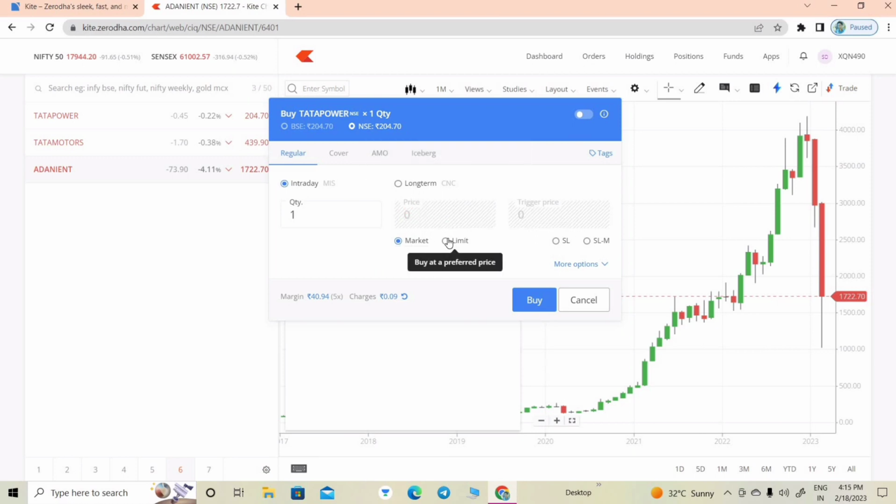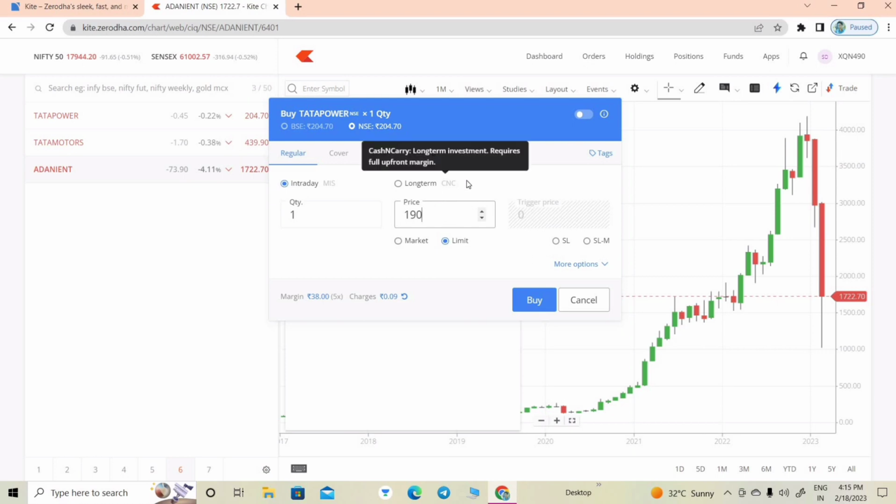And then going to the limit order, the price tab is available. The current price of one quantity is 204.7. I am limiting it to another value, that is 190, a lower price. So when the price of the shares reaches 190, at that time the limit order is executed and we get one quantity of Tata Power for a price of 190. That is the idea about the limit order.